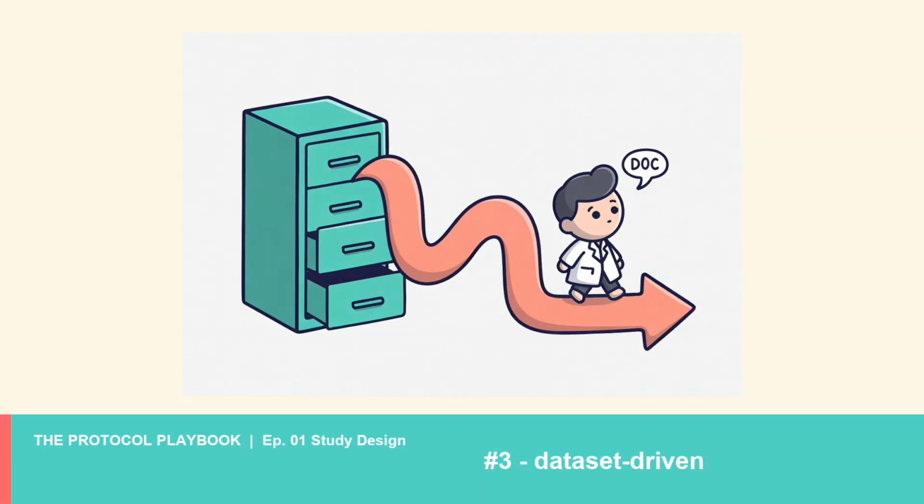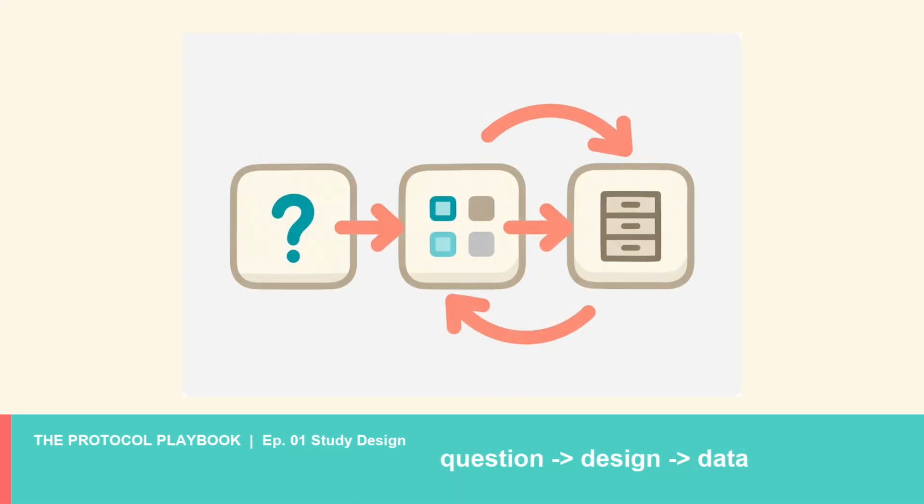Anti-pattern 3, dataset-driven design. I picked cohort because I have EHR data. Starting from the dataset is backwards. The question comes first. The design follows. The dataset supports or forces you to pick a different question.